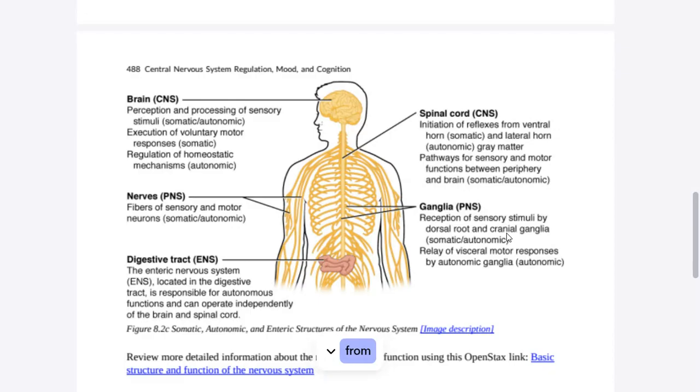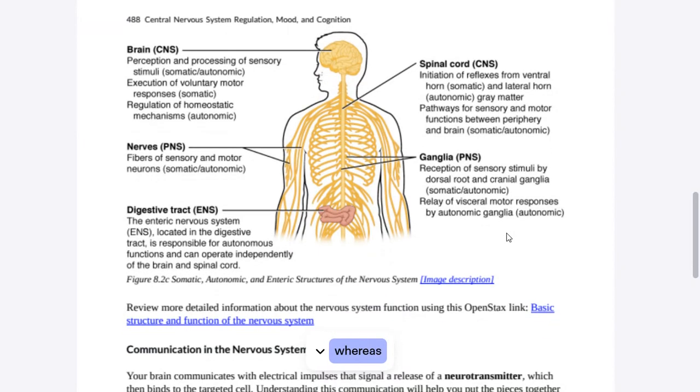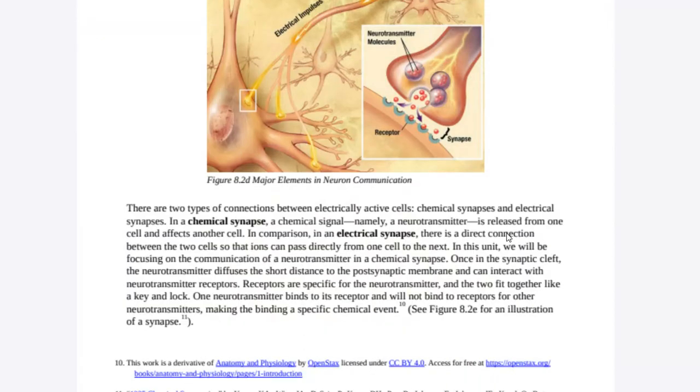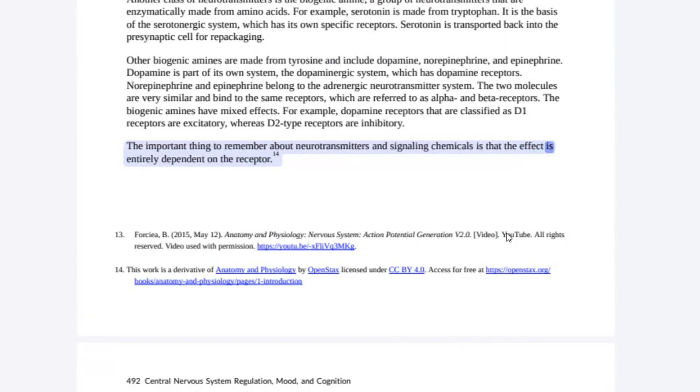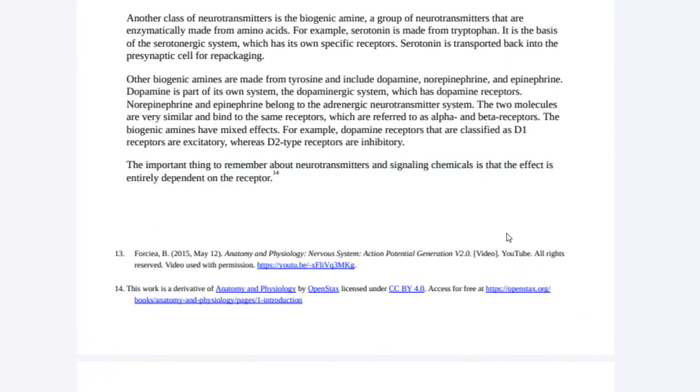Other biogenic amines are made from tyrosine and include dopamine, norepinephrine, and epinephrine. Dopamine is part of its own system, the dopaminergic system, which has dopamine receptors. Norepinephrine and epinephrine belong to the adrenergic neurotransmitter system. The two molecules are very similar and bind to the same receptors, which are referred to as alpha and beta receptors. The biogenic amines have mixed effects. For example, dopamine receptors that are classified as D1 receptors are excitatory, whereas D2 type receptors are inhibitory. The important thing to remember about neurotransmitters and signaling chemicals is that the effect is entirely dependent on the receptor.